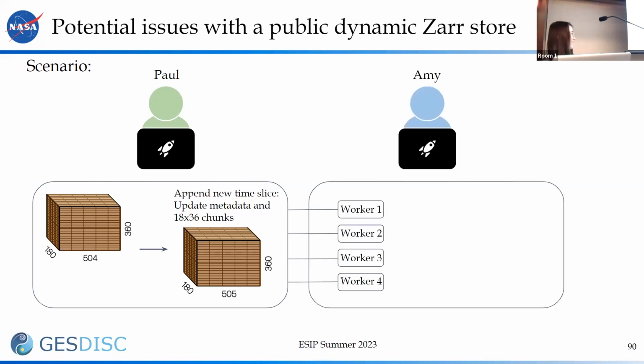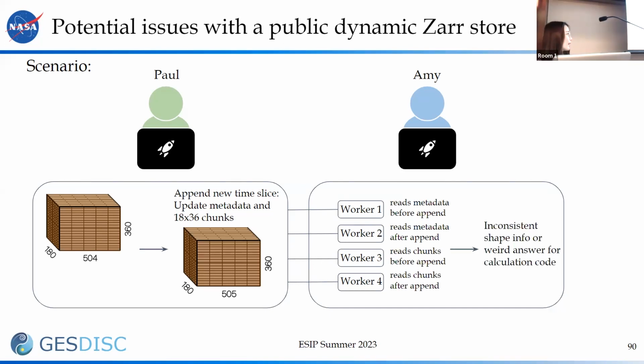So Amy is that user, for example, and some of her workers will read the metadata before the append update. Some of them read after, and same with the chunks or the raw data. They can read it before the append or after the append. And as a result, Amy might get inconsistent shape information or weird answers for her calculation code. So in this case, we at Justice, and particularly Cloud Giovanni, are Paul, and we want to ask the question and solve the problem of how do we manage such a dynamic Zarr store to prevent these kinds of issues for end users like Amy.